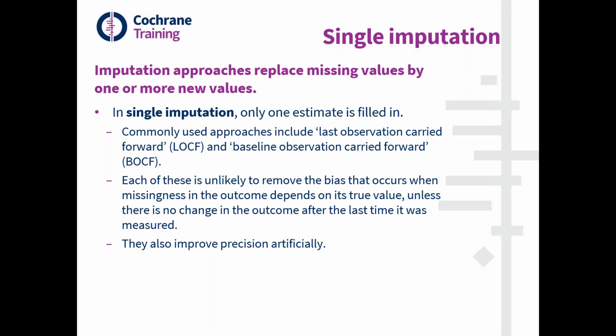There's a simple message here, which is that each of these approaches is unlikely to remove the bias that occurs when missingness in the outcome depends on its true value, unless we make the very strong and often unjustified assumption that there's no change in the outcome after the last time it was measured. Additionally, the single imputation approaches improve precision artificially. We're pretending we know something that we do not know.